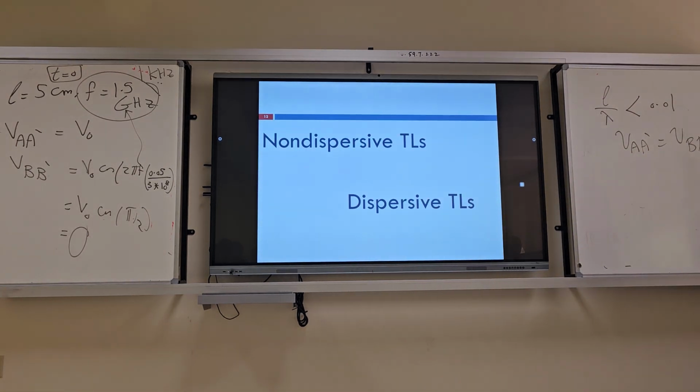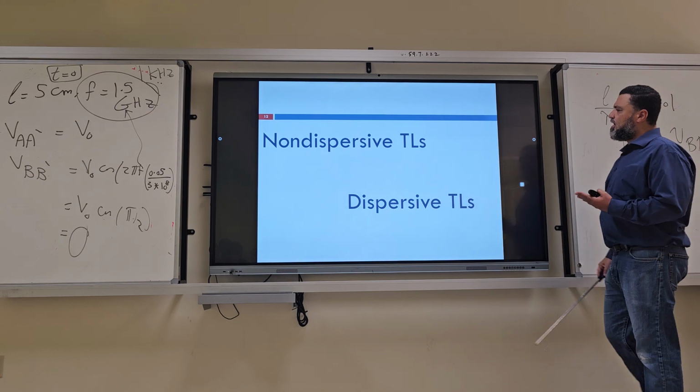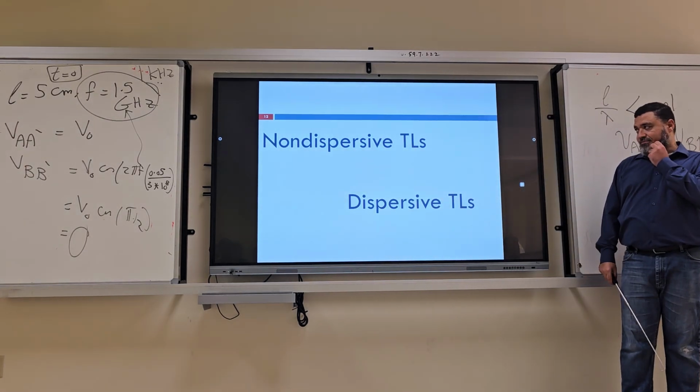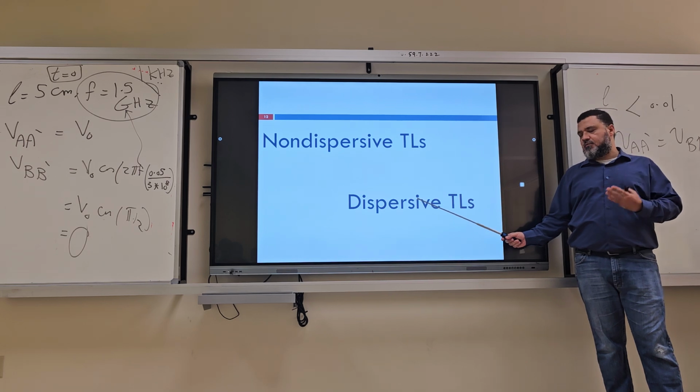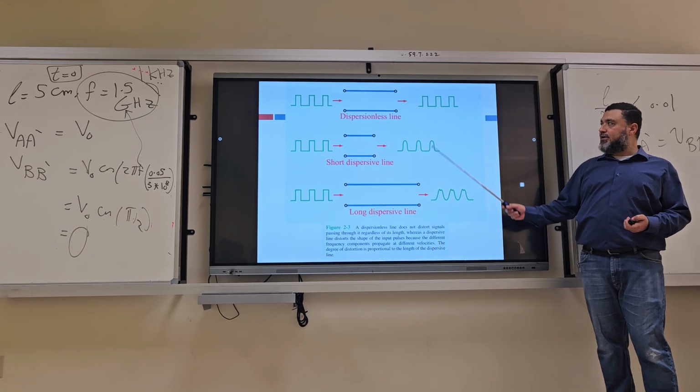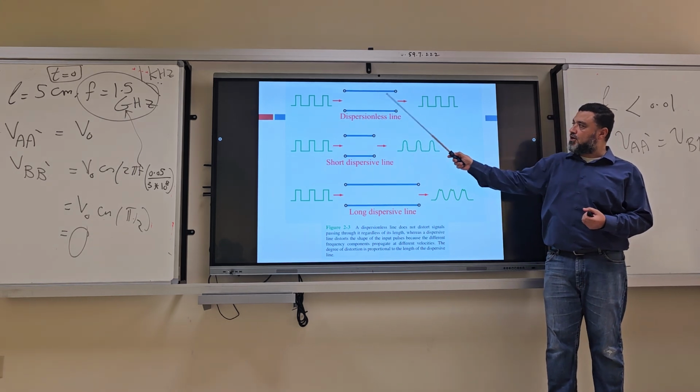This is the introduction. Now we have two types of transmission line. We have something called non-dispersive and dispersive. What is the meaning of this? Dispersive means a distortion transmission line. It will cause distortion to the wave. So look here, I have here a simple transmission line.